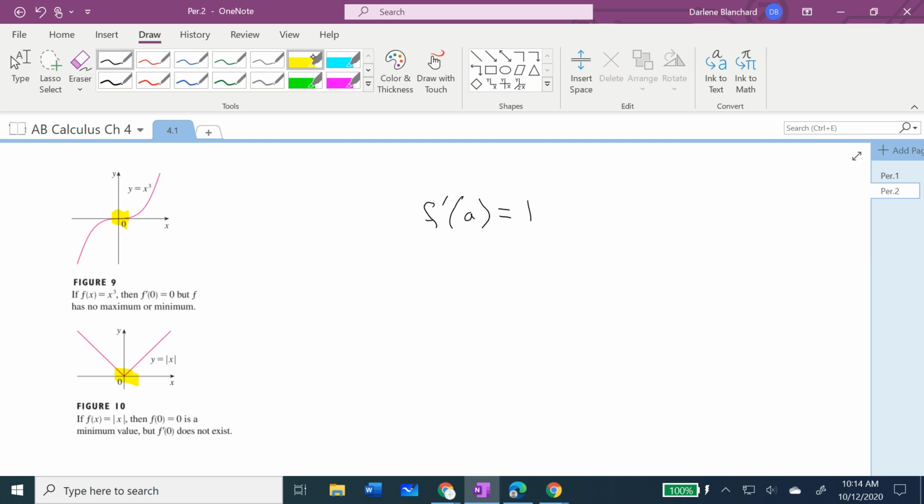If the derivative is anything, any real number other than 0, I'm trying to highlight, and all I'm doing is scribbling. If I got negative pi, it wouldn't matter. If it's anything other than 0, f cannot, absolutely cannot have a local minimum or maximum.